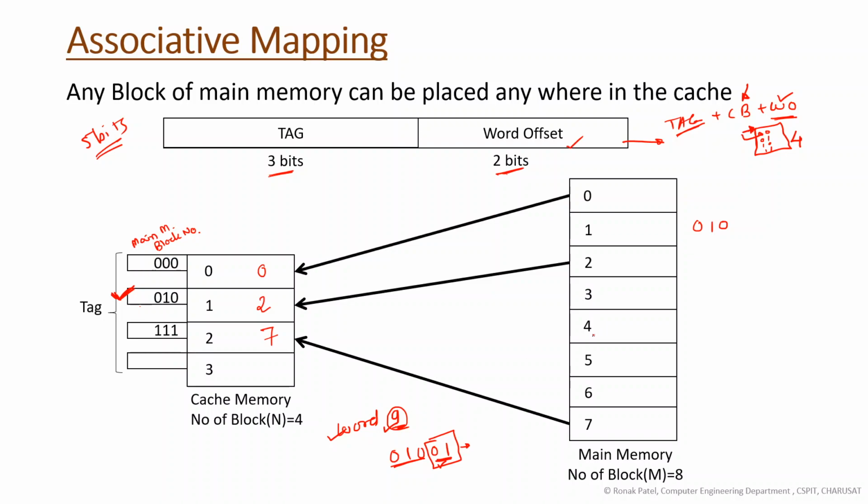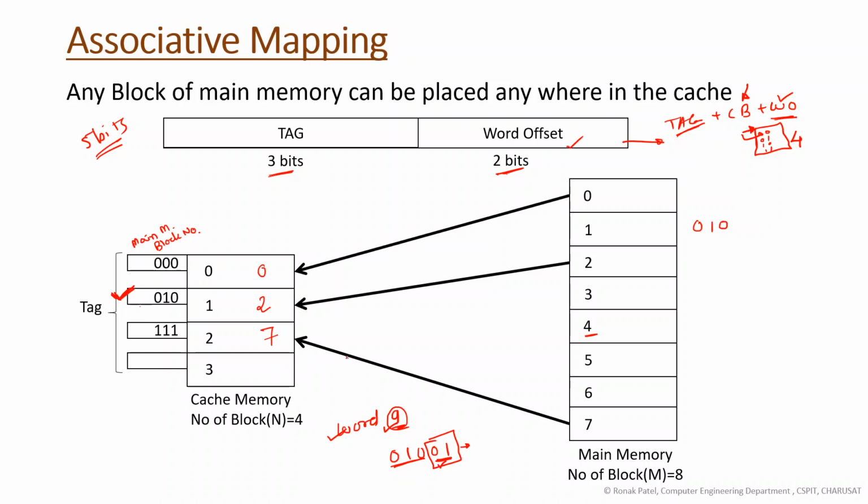Now assume I need to put block number 4 into a cache block. Then in direct mapping, I will perform the modulo operation. 4 modulo 4, the answer is 0. So I need to put it in block number 0. Before that I need to replace this one. So I need to take out this and place 4, though this other block is empty.